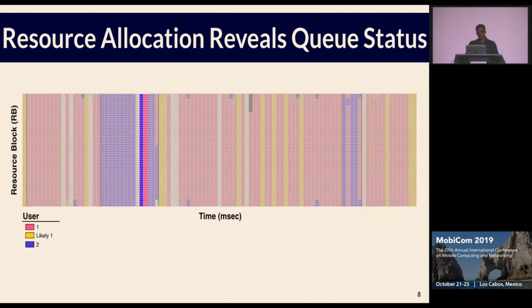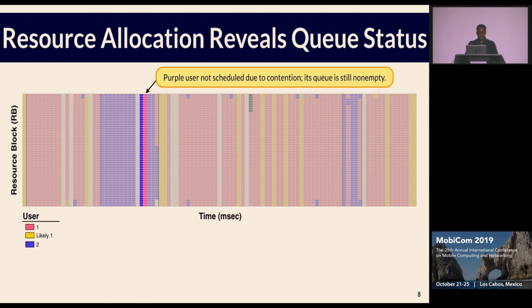Let's look at this example. Notice that the pink user got scheduled in the middle of the purple user's transfer. So you might think that the purple user's queue ran empty. But the key thing is that in the previous millisecond, the purple user had enough data in its queue to fill up exactly all resources in that millisecond. So it's very unlikely that its queue ran empty at this point. It's just that the scheduler had to swap in the pink user for fairness.